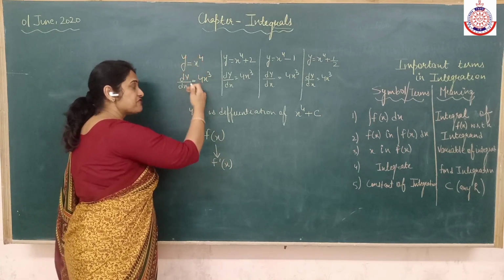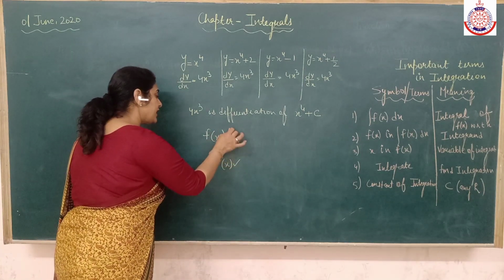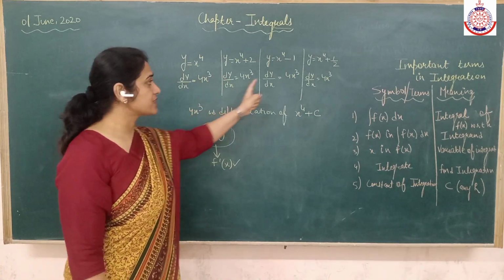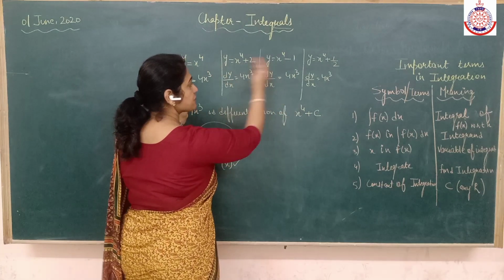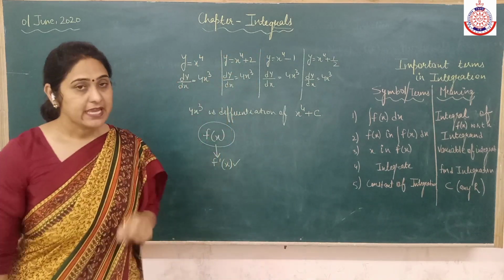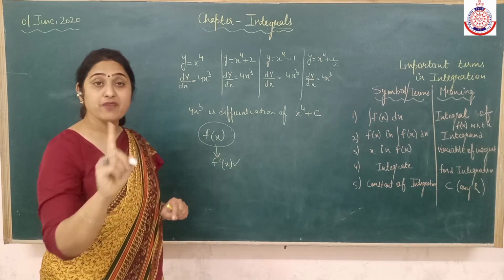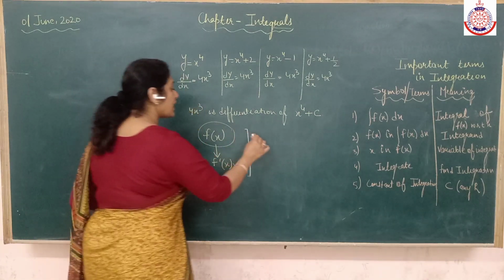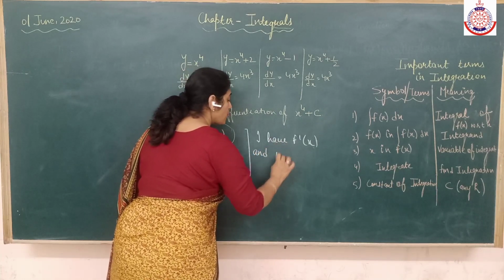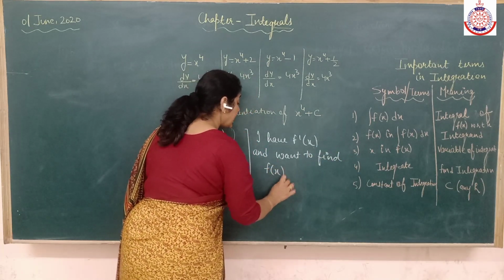In differentiation, the function is given to me and I find dy upon dx. Now the differentiation would be given to me and I have to find out f of x. I have 4x cubed, the differentiation of these functions, and I need to find out which function this differentiation belongs to. That's my target. That means f dash x is given to me and I want to find f of x.